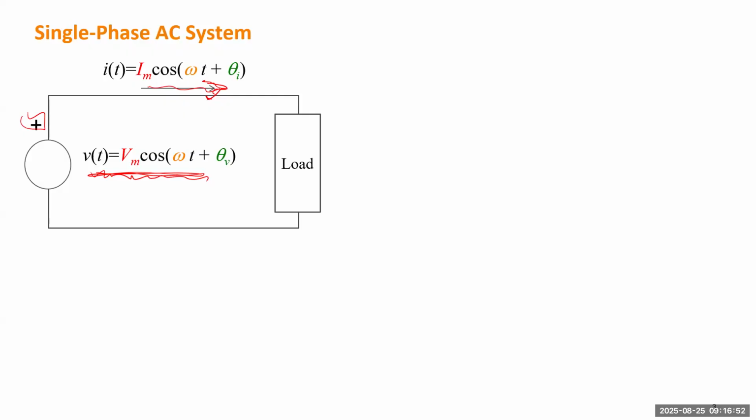So we'll have an instantaneous voltage and an instantaneous current. To keep it simple, we assume both instantaneous values follow a cosine function with the same frequency, omega, but they may have different phases. For voltage we use theta V, and for current we use theta I.